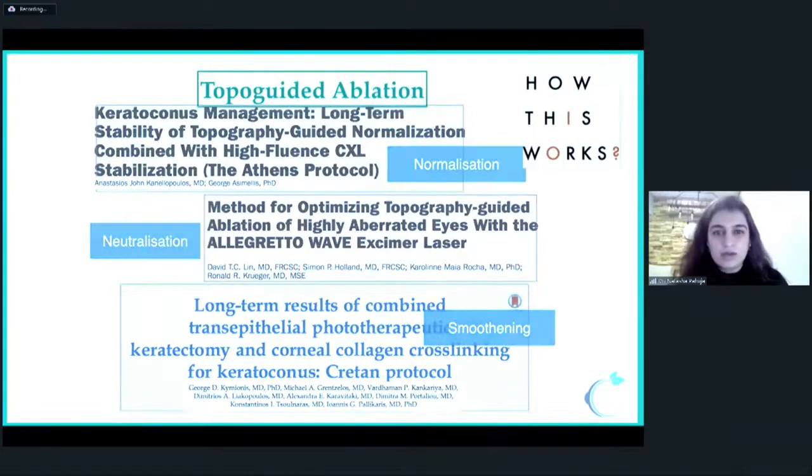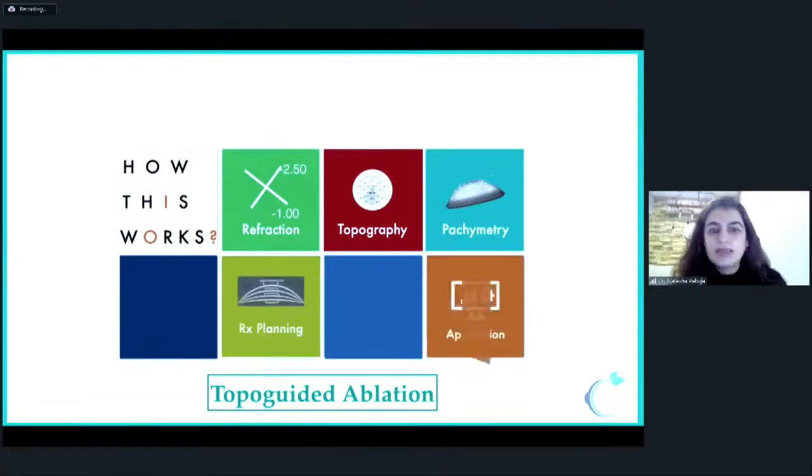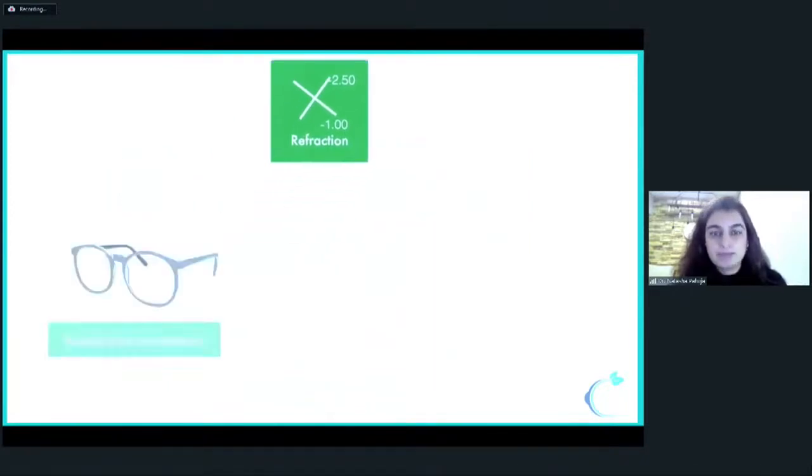How does this work? Let's take it step by step. And how do I do it? There are very simple things. The things that we need are a refraction, a topography, and pachymetry. These are absolute essentials when you're planning a topo-guided treatment for an irregular cornea. Let's see how we plan this and the applications.